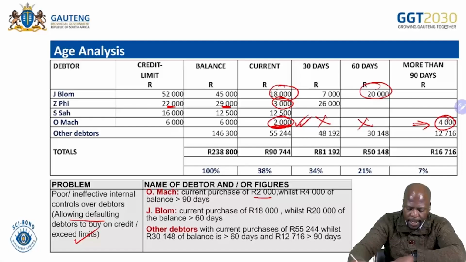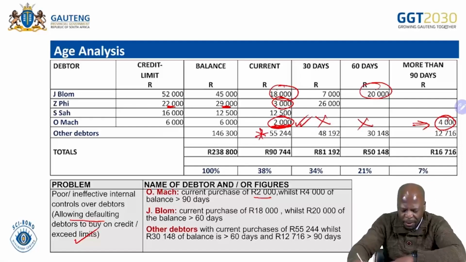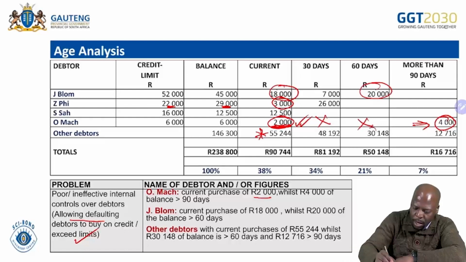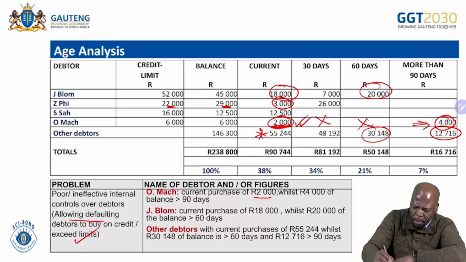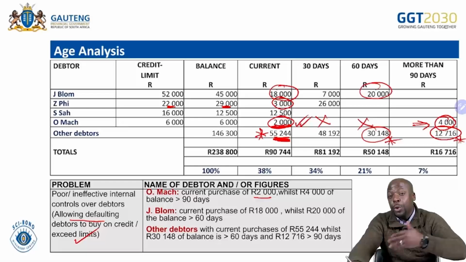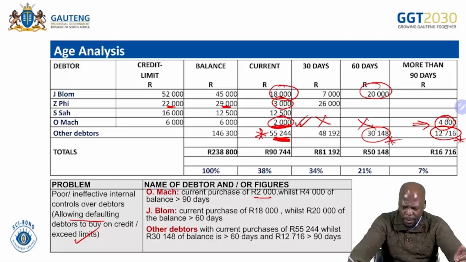Okay, and then there are other debtors with current purchases of 55, which is this one. The other debtors, they've bought for 55,244, whilst 30,148, here's the 30,148, as well as the 12,712 is exceeding the credit terms of 30 days. So you can see here is another serious problem, that we still allow them to buy here, yet they are showing to be defaulting here. Defaulting debtors should not be allowed to continue purchasing, because it will affect the cash flow of the business.